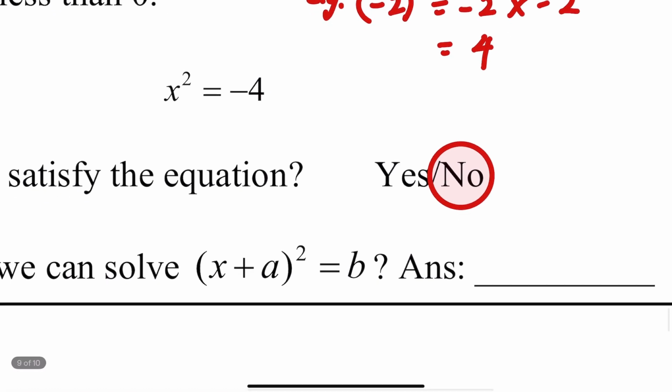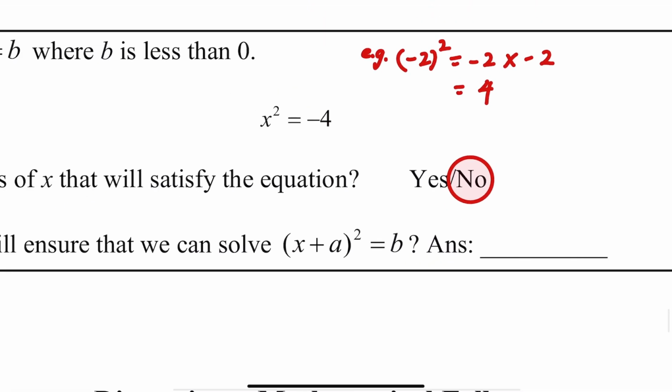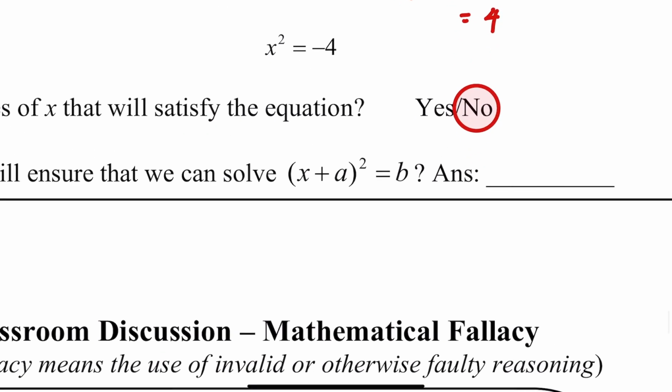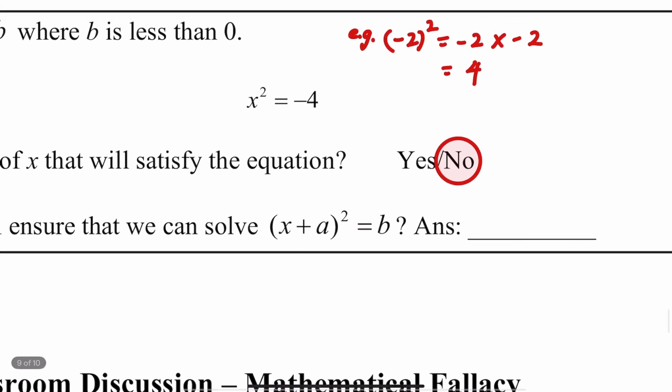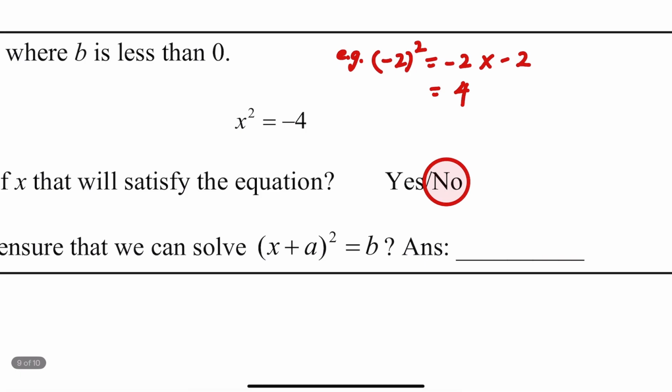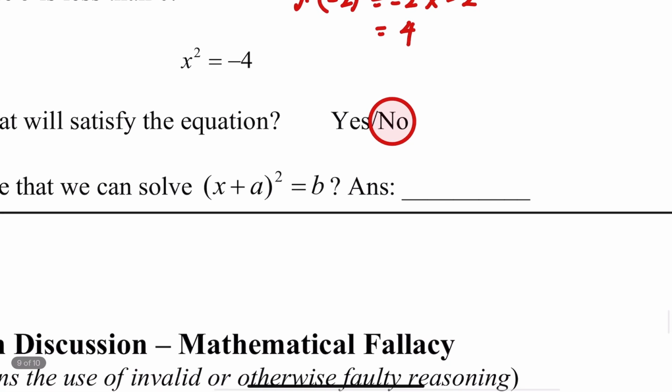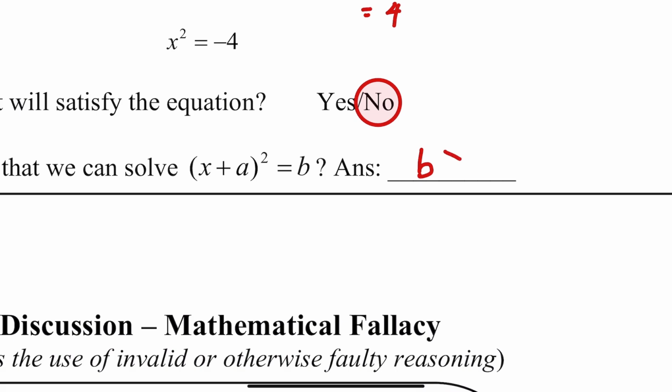So to ensure that we can solve such equations like (x plus a) squared equals b, this number on the right side cannot be a negative number. It can be equal to 0, but it cannot be negative. So the right side number here, b, must be greater than or equal to 0.